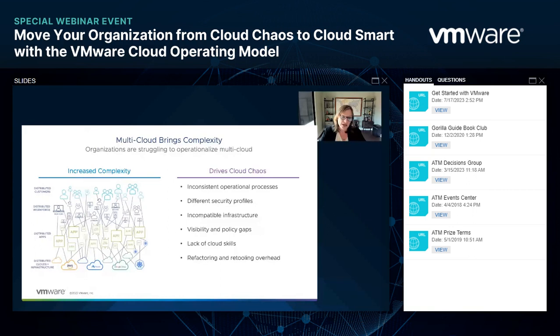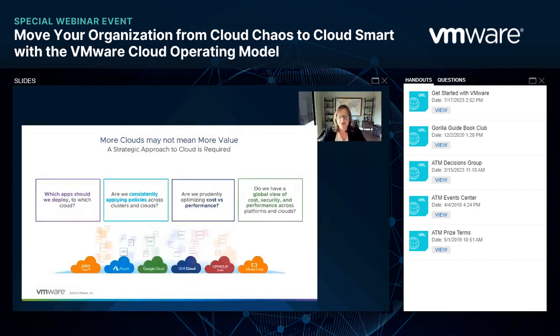So what we have to do is reduce some of this complexity, because without it, we have inconsistent operational processes across our environments. We have different security profiles and constructs that may not even be well understood. We have incompatible infrastructure. We have visibility and policy gaps, and you can't secure what you can't see. We have a lack of cloud skills in general, and subject matter expertise. And even when we do decide to refactor our applications or move them into native constructs, we have retooling overhead and we have the refactoring overhead as well.